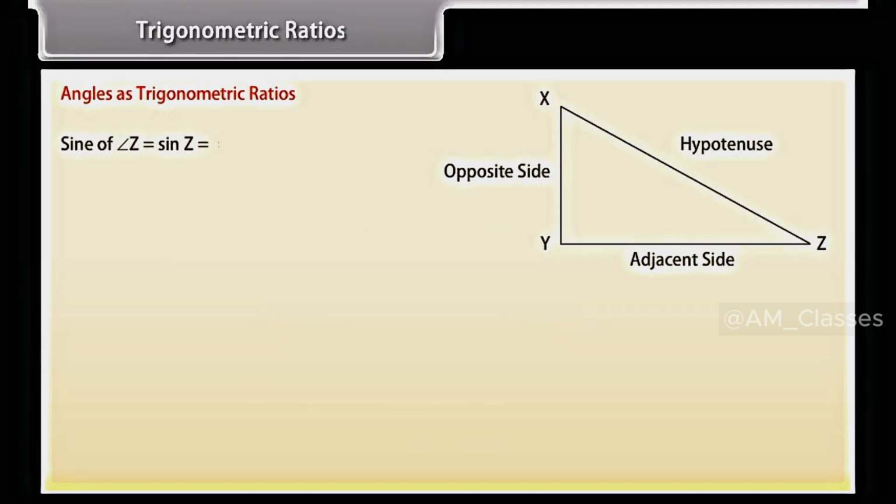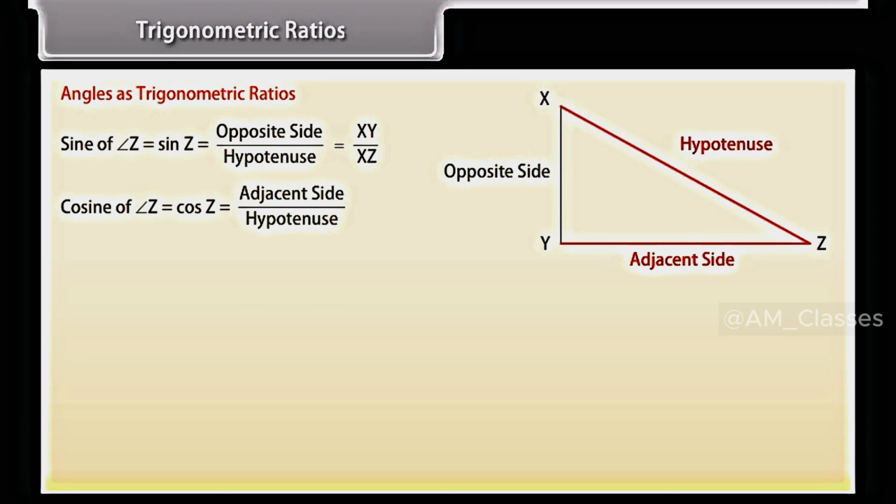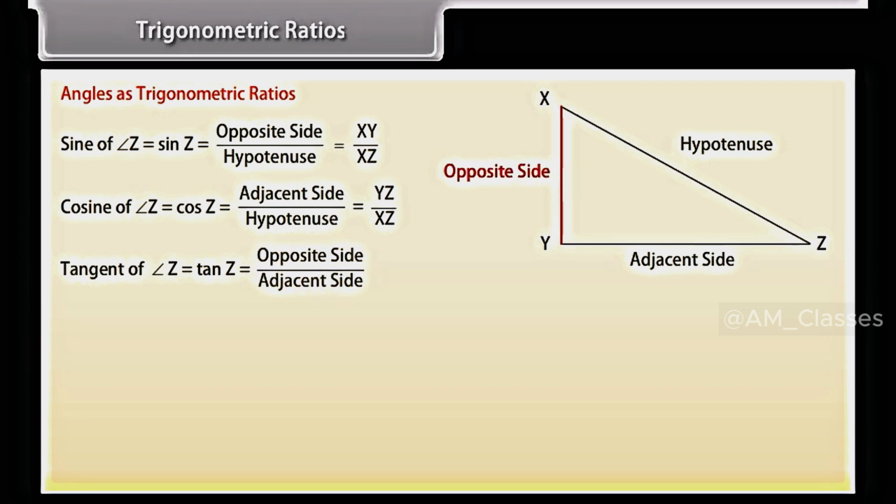Let us now express different measures of angle Z as ratios of the sides of triangle XYZ. Sine of angle Z, sin Z, equals opposite side upon hypotenuse. Cosine of angle Z, cos Z, equals adjacent side upon hypotenuse. Tangent of angle Z, tan Z, is equal to opposite side upon adjacent side.